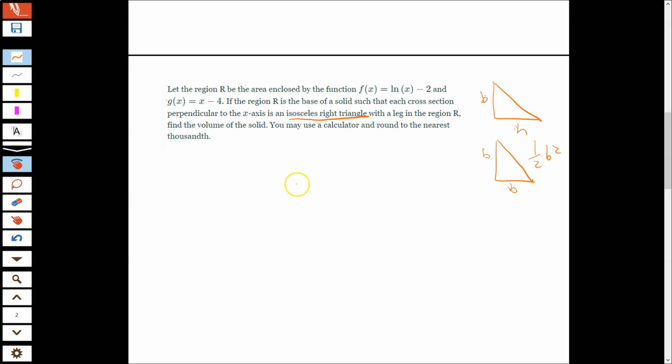Now, this base is what we need to figure out. So we're going to use the formula. We're going to integrate 1/2 base height, but it's really going to be 1/2 base squared, right? Well, from my graph, it looks like my linear function is below my natural log function. So that base is going to be the natural log function minus 2 minus the linear function. Okay, so that's the distance along the bottom of that triangle. And then we're going to square it.